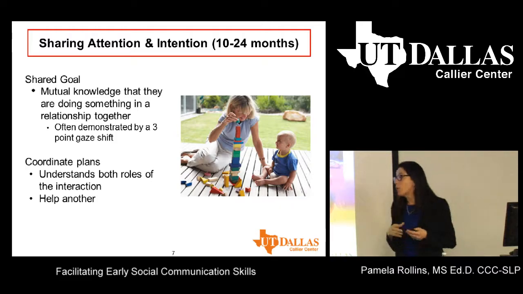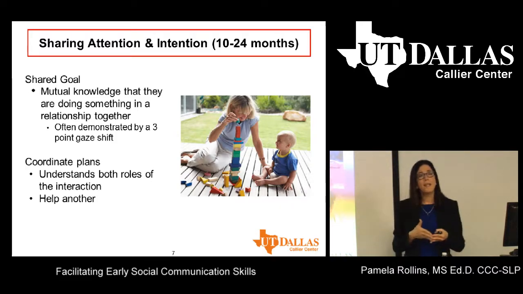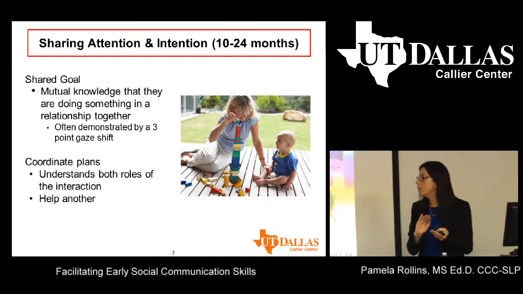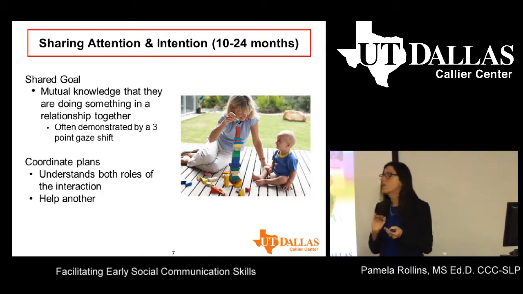They can also coordinate their plans. They understand both roles in an interaction. That's why games like patty cake and peekaboo are so important, because there's 2 roles in the interaction, and they know that they can reverse those roles.